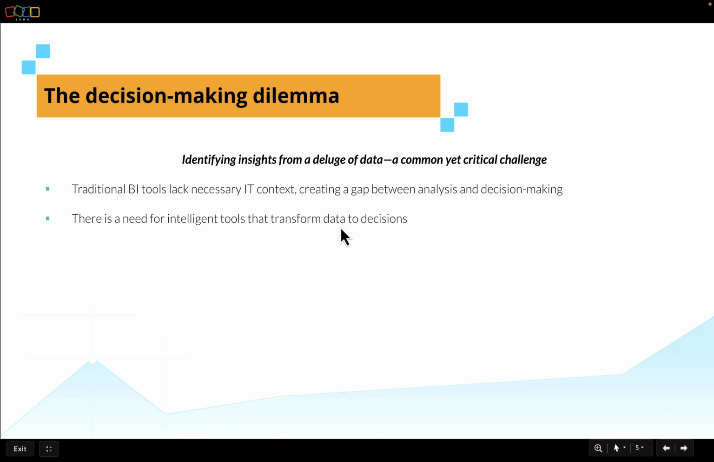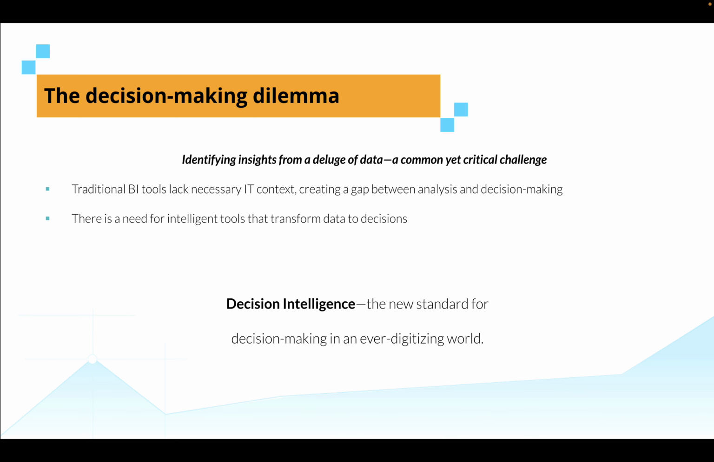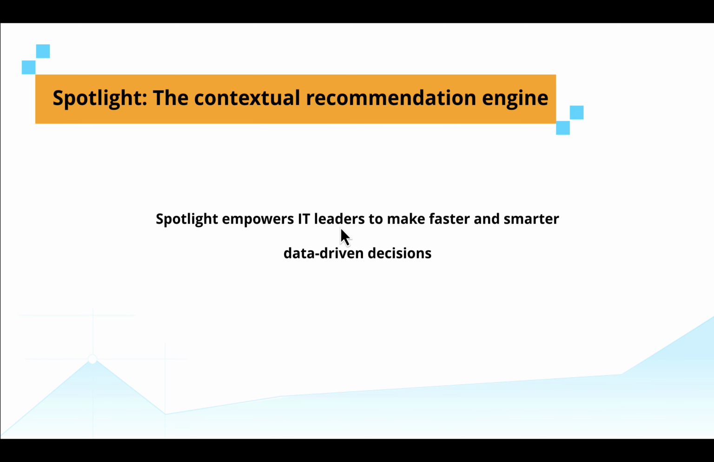As IT environments grow increasingly complex with digitization and hybrid infrastructures, IT leaders need intelligent tools that transform raw data into actionable strategies. Enter decision intelligence, the new standard for decision making in an ever-digitizing IT world. With Analytics Plus 6.2, we have reimagined IT analytics to put decision intelligence at the core of your IT operations. The latest version of our flagship IT solution introduces Spotlight, the AI-powered contextual recommendation engine that empowers IT leaders to make data-driven decisions faster and smarter.